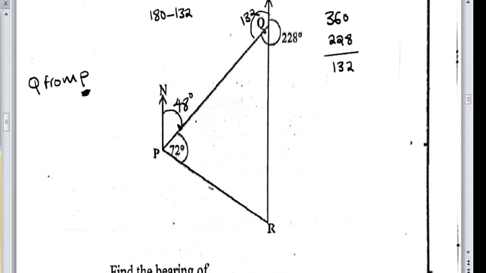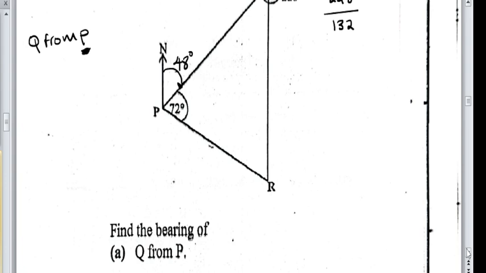So the bearing that this question was demanding, the bearing of Q from P, is equal to, now remember this is a 3-figure bearing, so you don't write 48, you put a 0 so that it becomes 048 degrees, a 3-figure bearing.